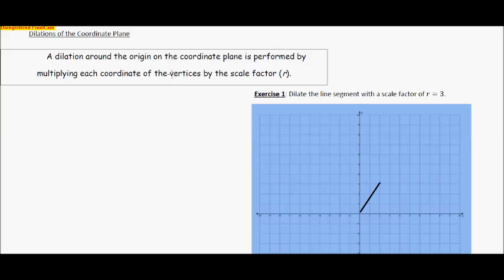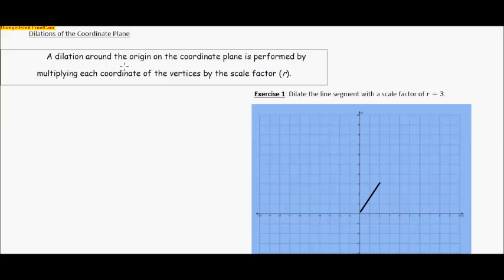Hey everyone, today's video is on dilations on the coordinate plane, and this takes dilations that we did yesterday and puts them, like it says, on the coordinate plane. So we're going to actually deal with certain points on the coordinate plane. And again, I'll refer to the box right at the top of your note packet.